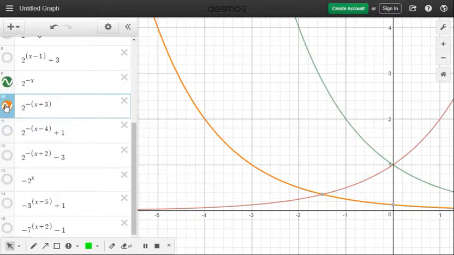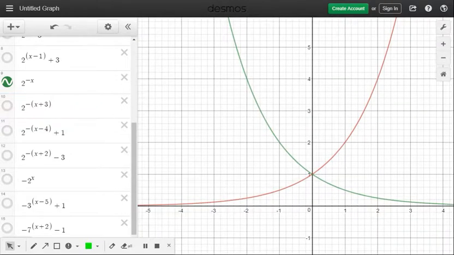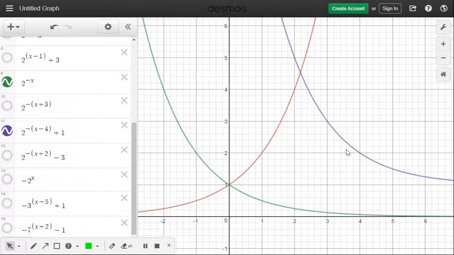Now, again, let's compare with the green graph that's being reflected and compare it with this graph. All right, so here's the purple graph: 4, 2 to the power of negative x minus 4 plus 1. So we see that it's x minus 4. That means that it's going to the right 4 units, but also being reflected.